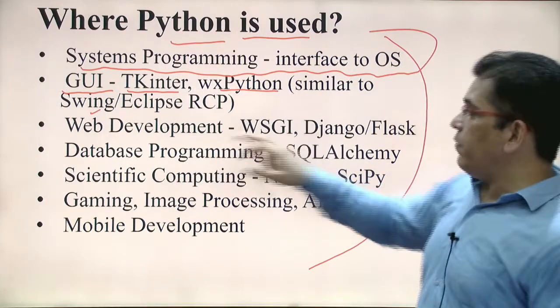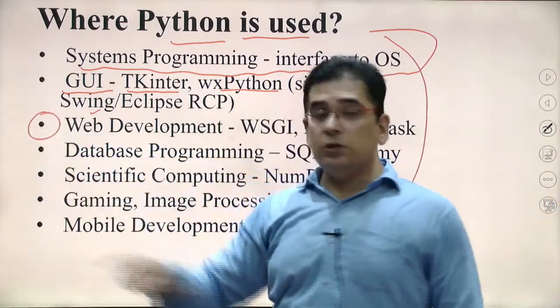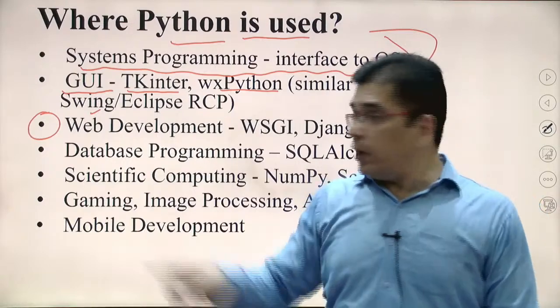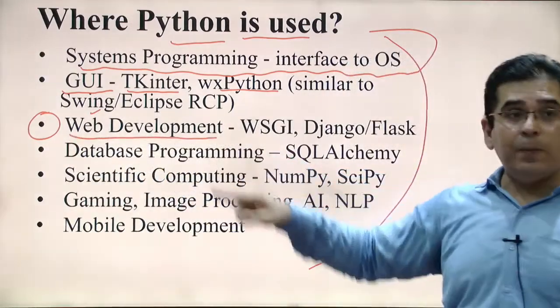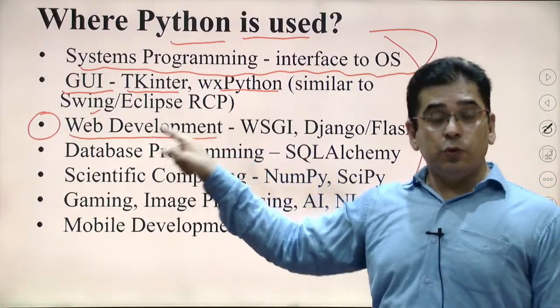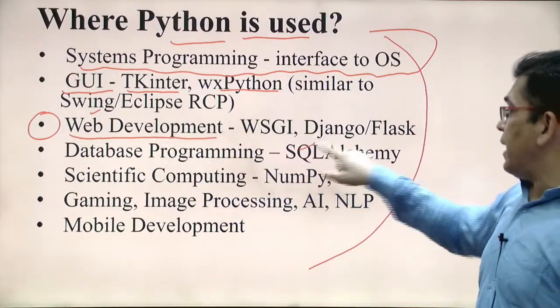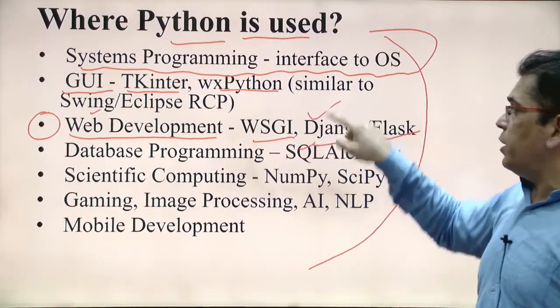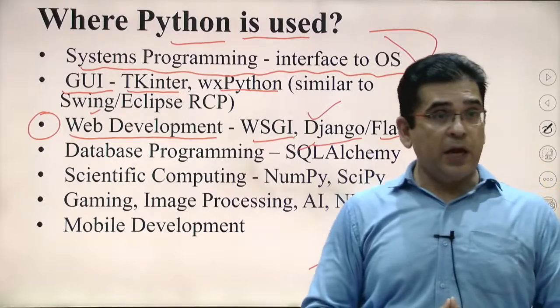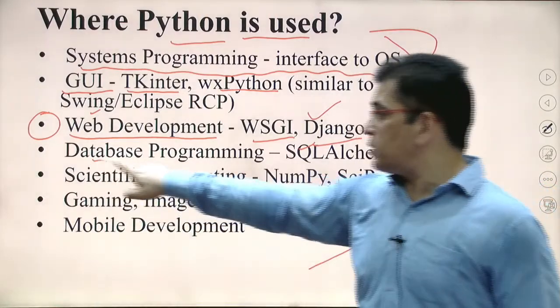Third is web development. Most people generally think that Python may or may not be used in web development, but Python is very popular in web development as well. Various frameworks used in web development, like Django, Flask, WSGI, are all programmed in the Python programming language. It also supports database programming.